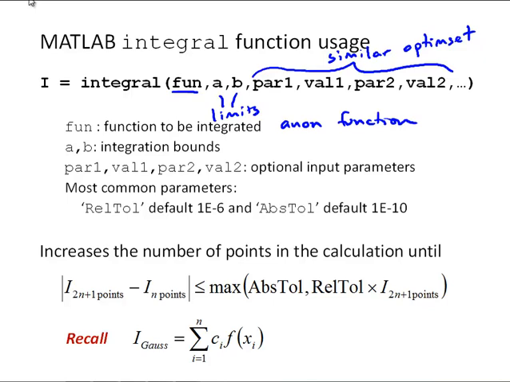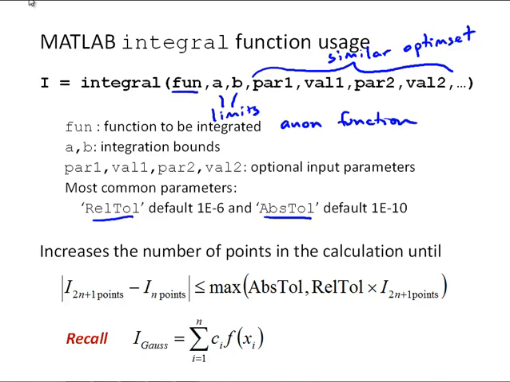The most common parameters to set are the relative tolerance and the absolute tolerance. The relative tolerance has a default of 1 times 10 to the minus 6. The absolute tolerance has a default of 1 times 10 to the minus 10. And again, the way integral works is it increases the number of points in the calculation, doing that with the Gauss-Kronrod approach that minimizes the number of additional function evaluations. And again, we're doing that for computational efficiency.